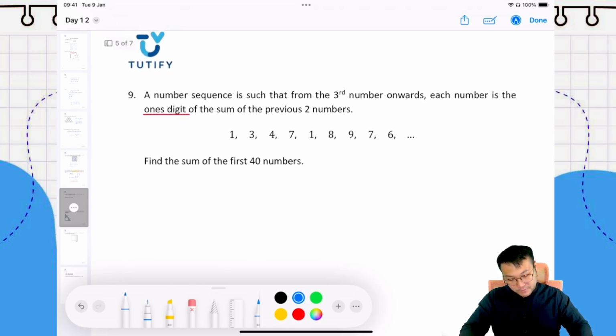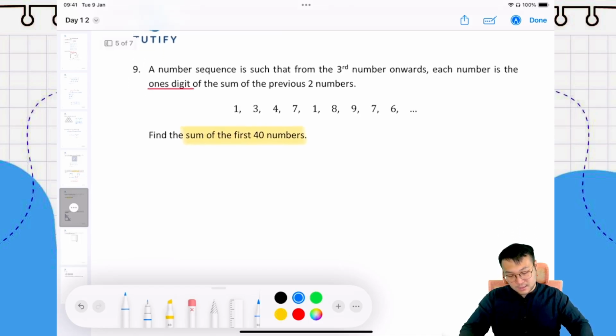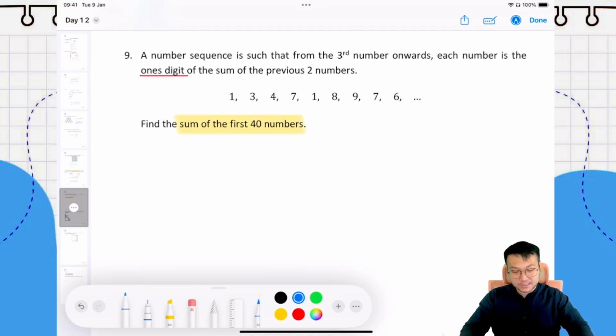So from here, right, they need you to spot a pattern, and they want you to find the sum of the first 40 numbers. Find the sum of the first 40 numbers. Okay, I give you 2 minutes. Think about it. Your time starts now.